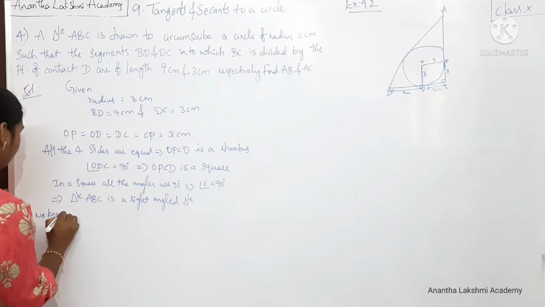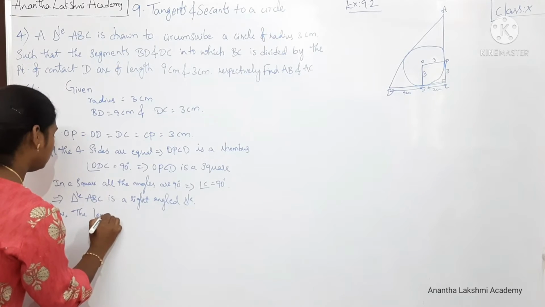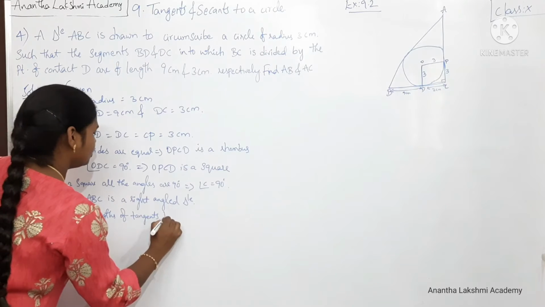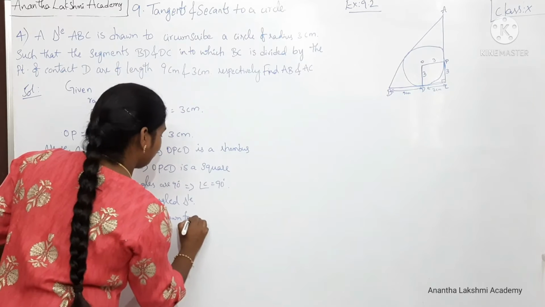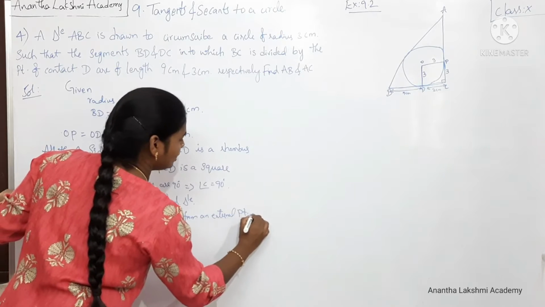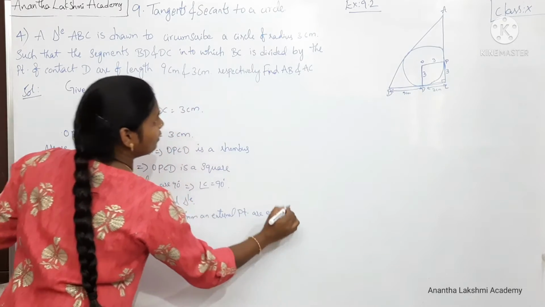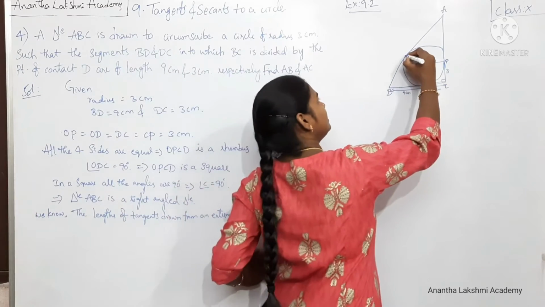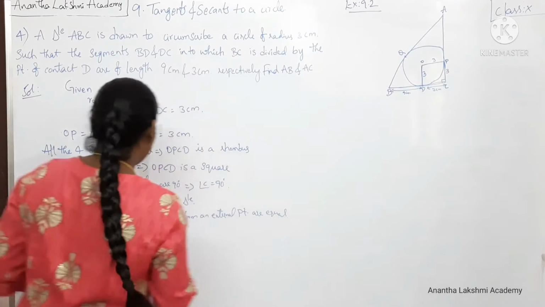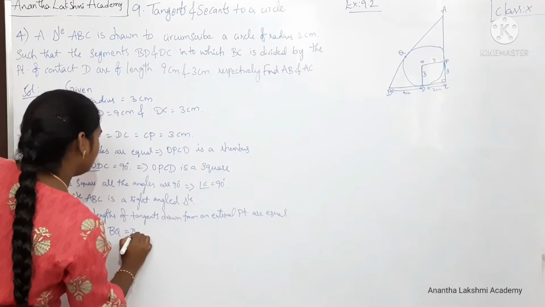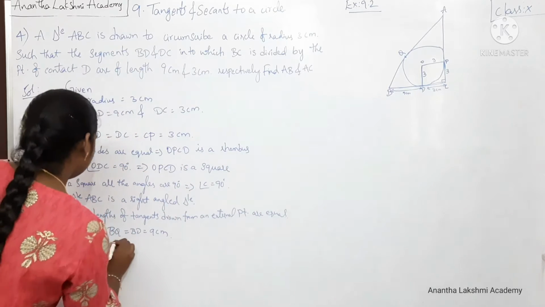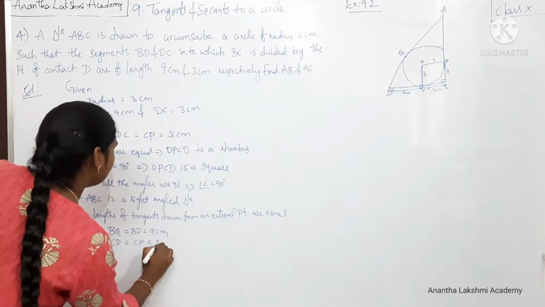We know the lengths of tangents drawn from an external point are equal. So from B, if I consider this point as, say for suppose Q, BQ is equal to BD, isn't it? So BQ is equal to BD is equal to 9 centimeters. Now, CD is equal to CP is equal to 3 centimeters.